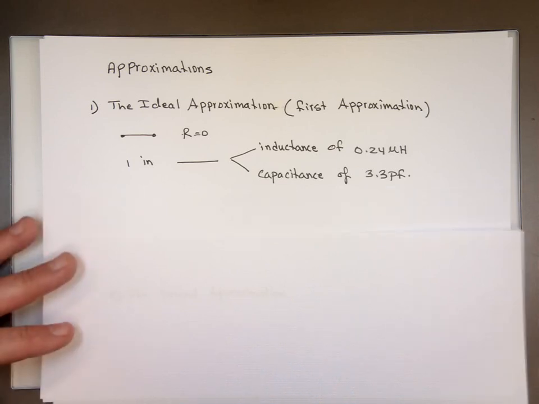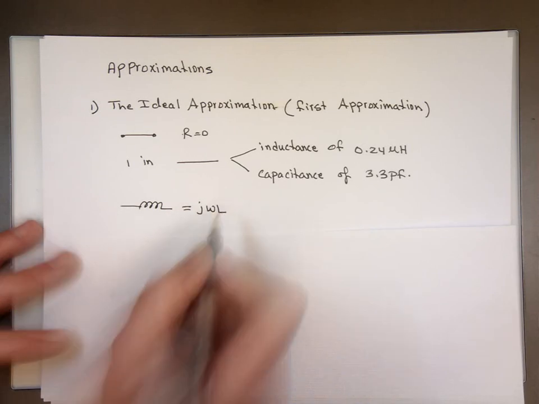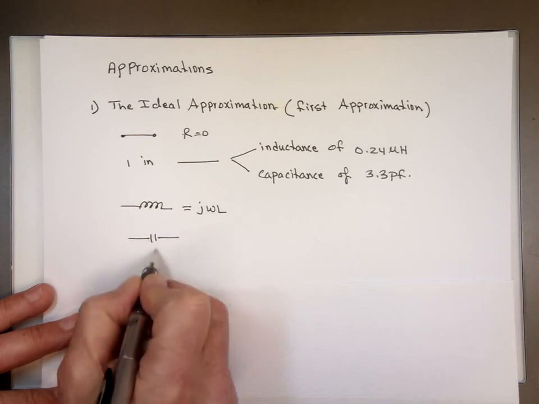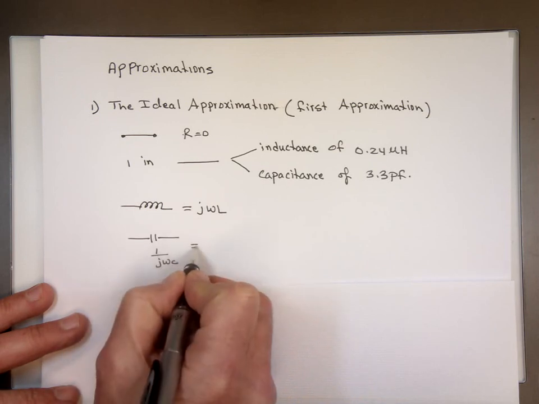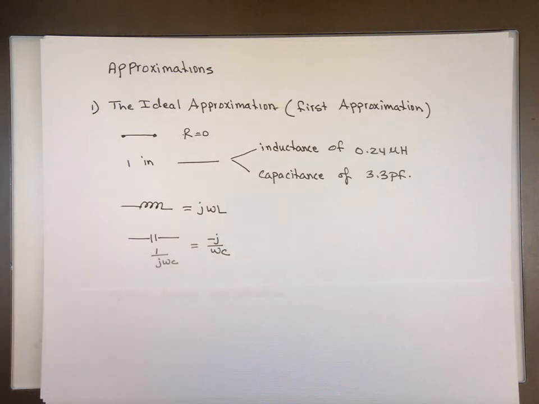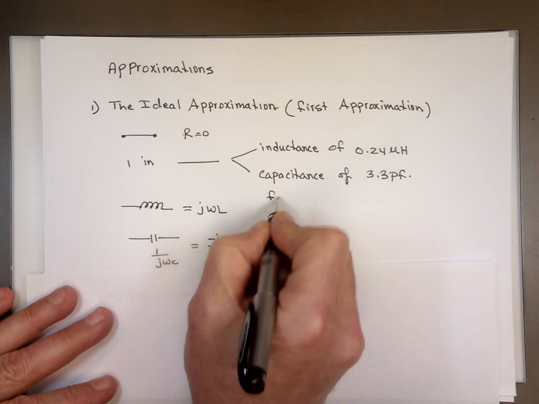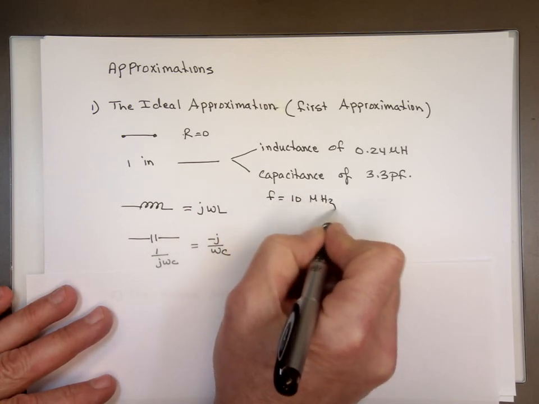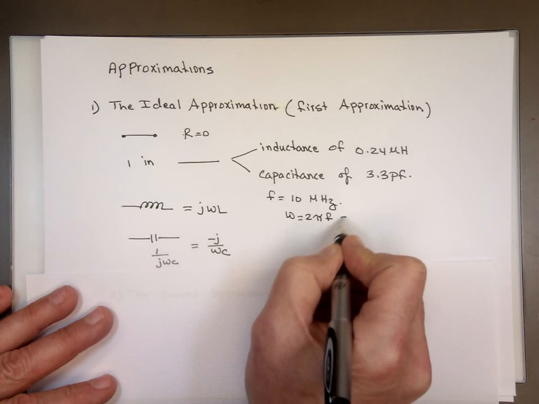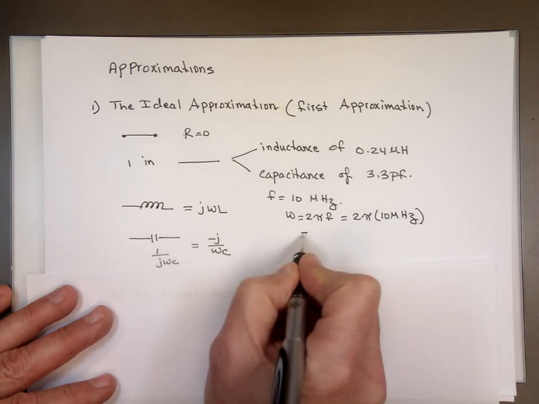The reason for that is the inductor has an impedance equal to j omega L, and the capacitor is going to have a value of 1 over j omega C, or a lot of times you write that as negative j over omega C. So if the frequency we're using is, let's say, 10 megahertz, that means omega is going to equal 2 pi f, which is 2 pi times 10 megahertz. Let's do the math for that. What is omega equal to?